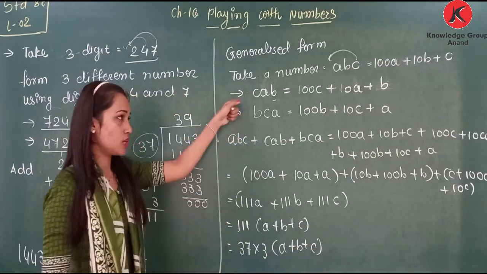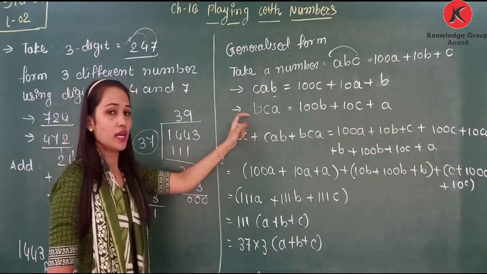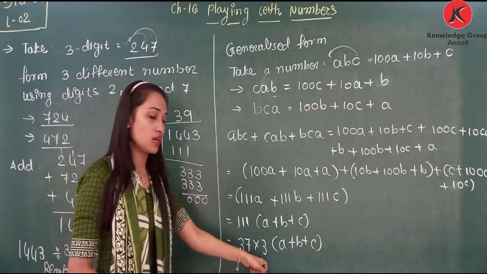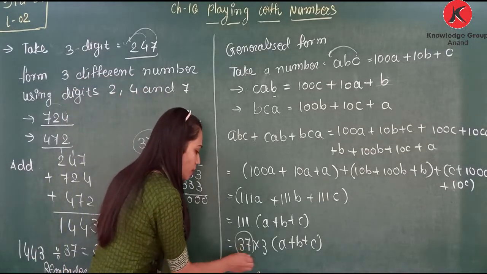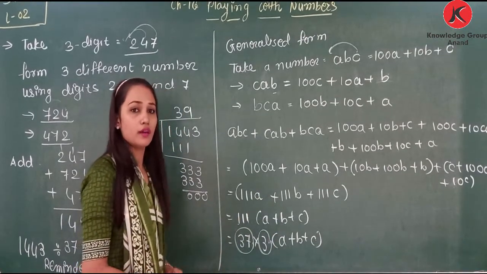This means if you think of a number, generate two different numbers using those digits and add them, the sum is always divisible by 37 and 3. Why? Because the common factors are 37 and 3. It is also divisible by 111.